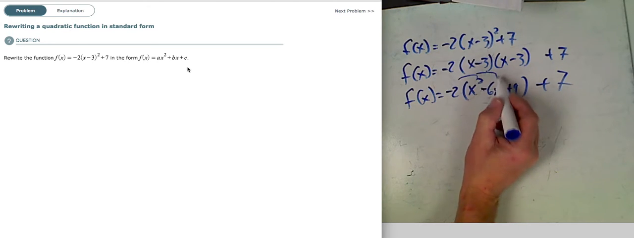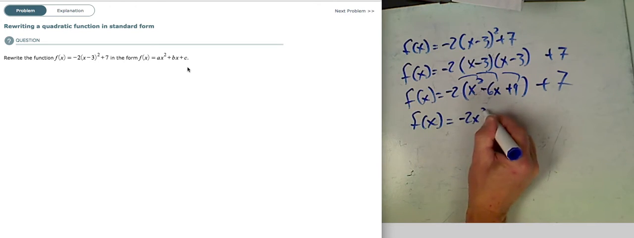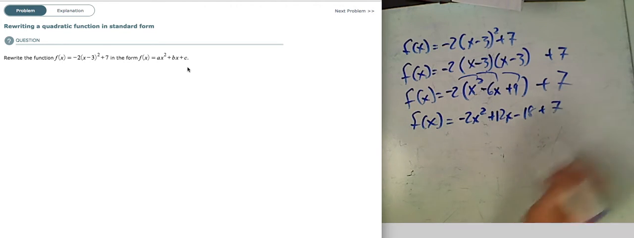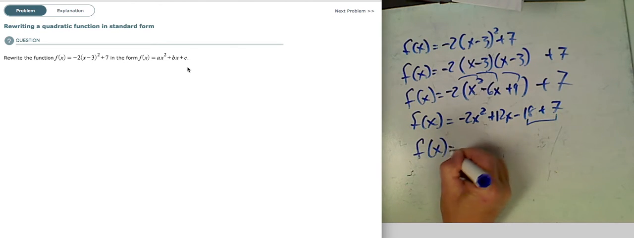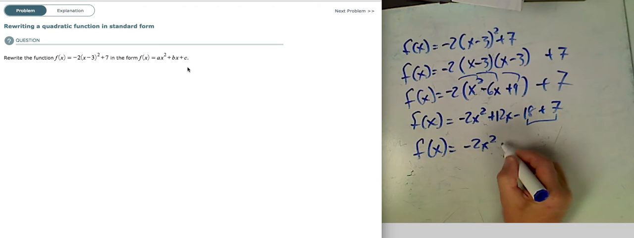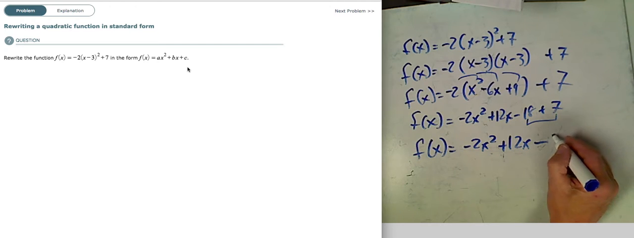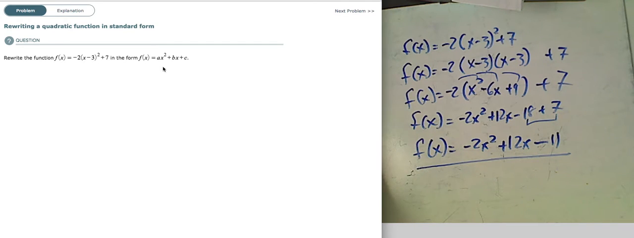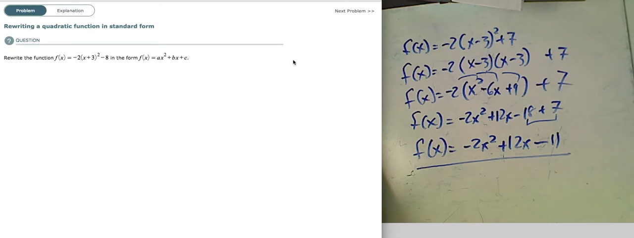Then I can distribute this into all the terms, and I'm going to get f of x equals negative 2x squared plus 12x minus 18 plus 7. And then I have these two like terms, and all of a sudden I have f of x equals negative 2x squared plus 12x minus 11. Okay? So now I have rewritten this in standard form, in that ax squared plus bx plus c form. Let's see what's next. We'll look at one more of these.